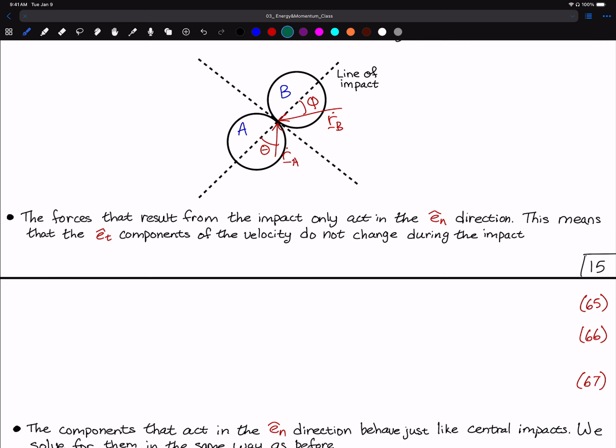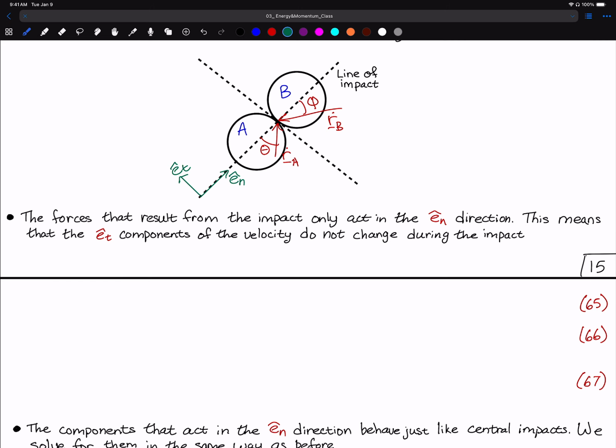Here we're going to define a normal and tangential coordinate system, and we're going to align the normal vector with the line of impact, and our tangential vector orthogonal to that. So here will be our e hat n vector, pointing along the line of impact, and orthogonal to that will be our e hat t vector. Then we can say that the forces that result from the impact are only going to act in the e hat n direction. And what this implies is that there is no change in the velocity components in the e hat t direction. So the tangential velocity is not going to change.